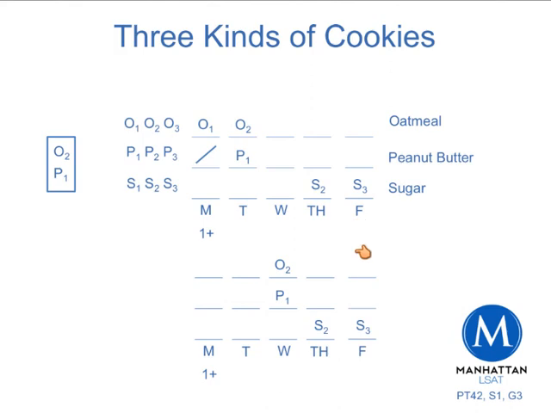Down in the second frame, the second and the third batches of peanut butter cookies are going to have to come here. Additionally, we can infer that there's not going to be any peanut butter cookies being made on Monday and Tuesday. But it doesn't look like we can infer anything else. We're going to have at least 1 batch of cookies being made on Monday. It's going to be either the oatmeal cookies or the sugar cookies. But there's no reason to suspect one over the other. It could be either way.